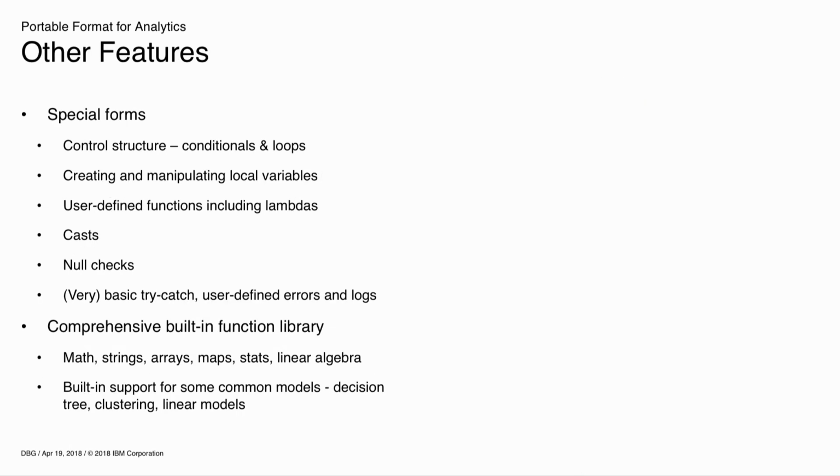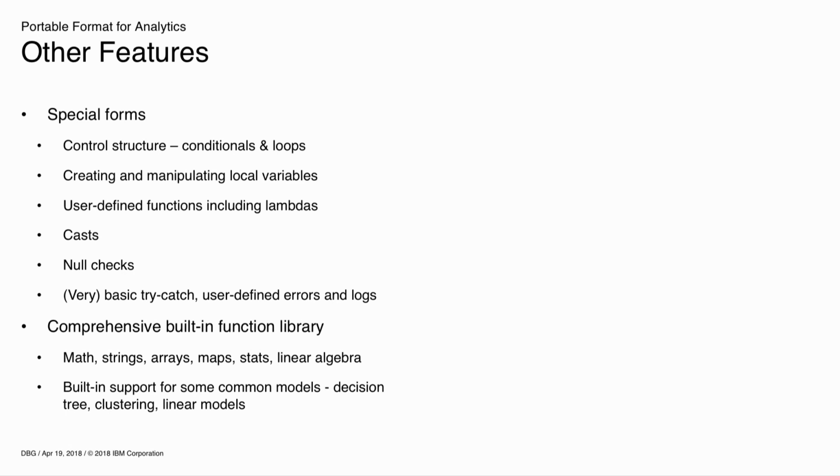So some other features of PFA, it really does try to be a mini language. So it has conditionals, branching structures, loops. You can create and maintain local variables, and there's local scoping within functions. It has this comprehensive built-in function library, so you can do array manipulation, maps, strings, linear algebra, and math. And you can combine any of those functions into a user-defined function.